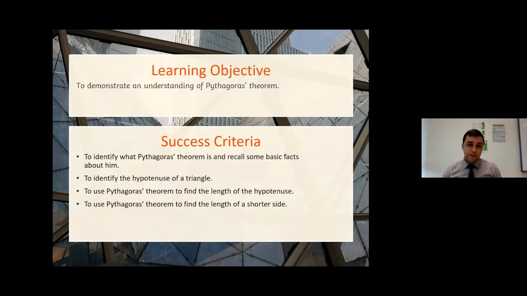Before starting our session, I would like to share with you the learning objective of today's session. The learning objective is to demonstrate an understanding of Pythagoras theorem. We should also have some success criteria. What is our success criteria? To identify what Pythagoras theorem is and recall some basic facts about him, to identify the hypotenuse of a triangle, to use Pythagoras theorem to find the length of the hypotenuse, and to use the Pythagoras theorem to find the length of a shorter side. During our session, we will try to look over all the success criteria.